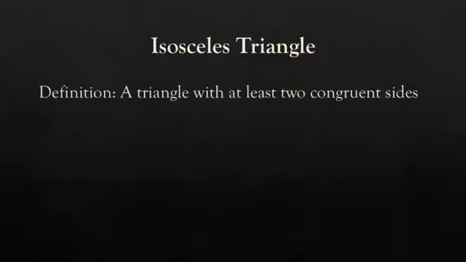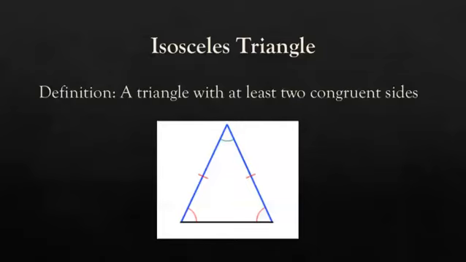So what was our definition of an isosceles triangle? It's a triangle with at least two congruent sides. So here's a picture, and here are our two congruent sides. Our vocabulary is that we have a vertex angle, and the vertex angle is going to be the angle between the two congruent sides. The other two angles we will call base angles, and the line between the two base angles we will call the base. Then we have the sides that are congruent that we call the legs.